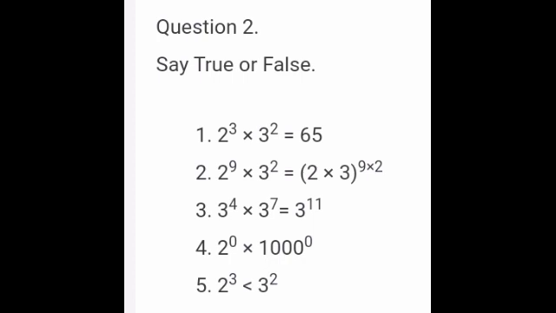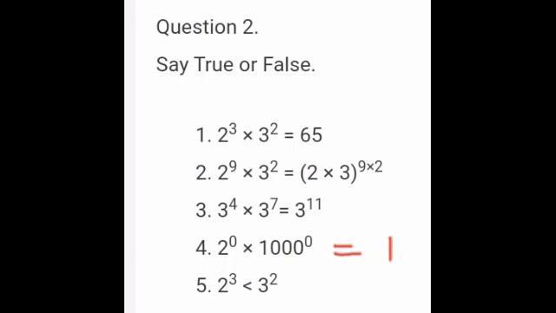Third one, 3 power 4 into 3 power 7. For this question, we can use the product law. See, the base is same, with multiplication in between. So, we can add the powers. 3 power 4 plus 7 equals 11. Third statement is true. Fourth one, 2 power 0 into 2 power 0. There are no values, but the answer is what? 1.